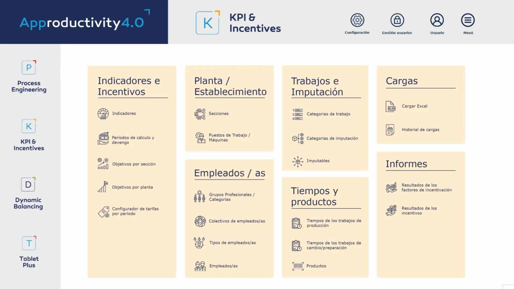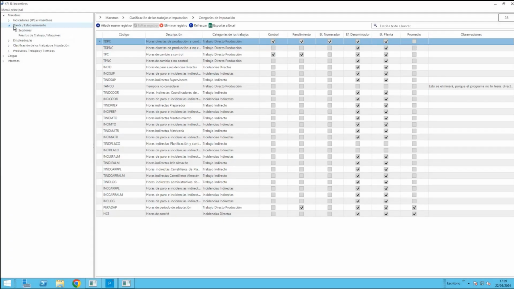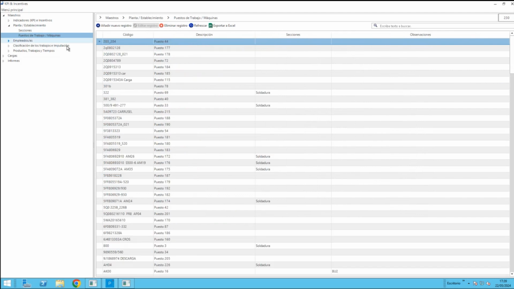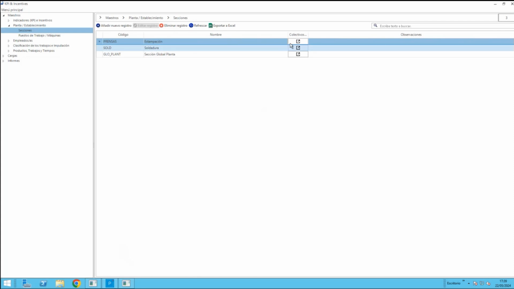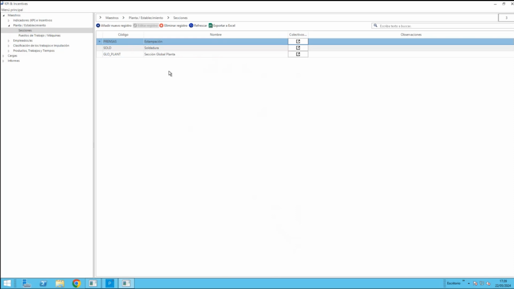The master for the plant or establishment and its sections relates various workstations or machines to the sections or departments within the company, and for each section or department, the groups that can allocate their hours are defined. If the company uses the Process Engineering module of Approductivity 4.0, the workstation relationships are shared between both modules.